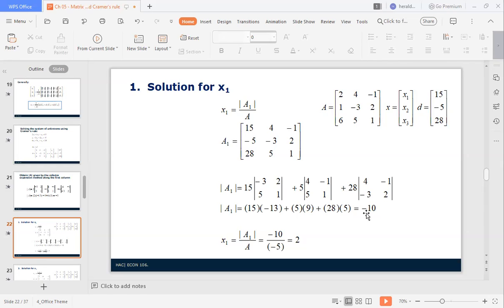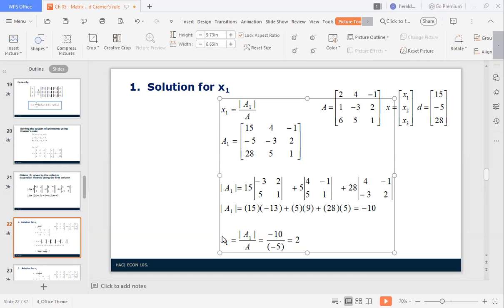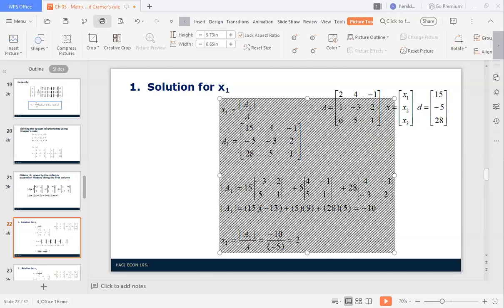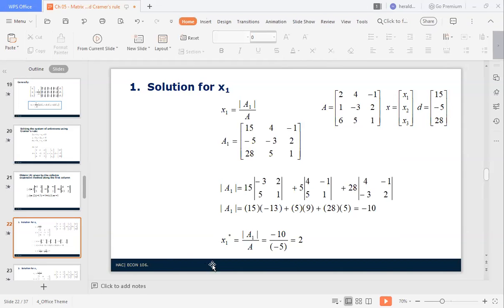Again, solving for x sub 1 is just getting the determinant of the new matrix and the determinant of the original matrix. The determinant of A1 is equal to -10. You get the ratio, class. Let me just write down an indication here that this is our solved problem. So x sub 1 star is equal to -10 over -5. The answer is 2. Your value for x sub 1 is equal to 2. Again, where did the -10 come from? This is the determinant of the new matrix. Where did the -5 come from? This is the determinant of the original matrix.